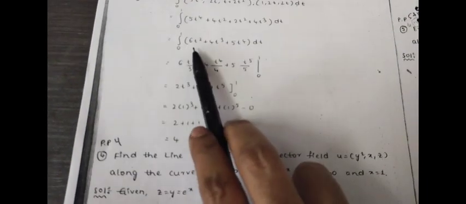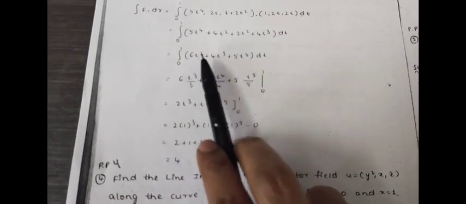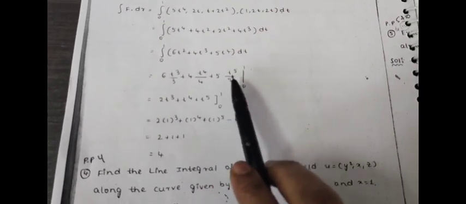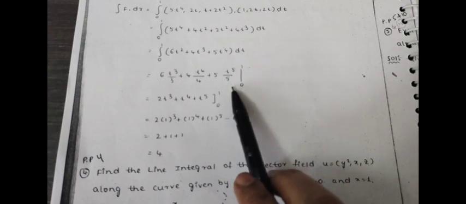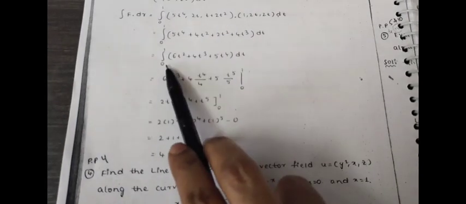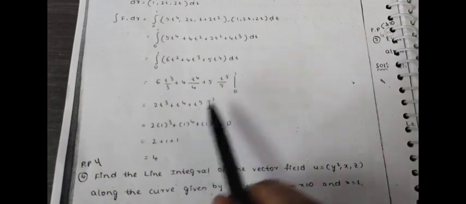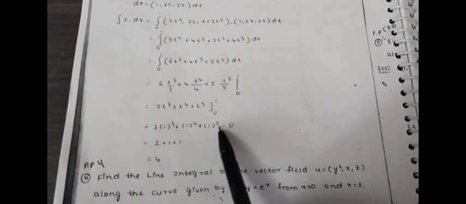Again take the integration. What is the integration of t square? t cube by 3. The integration of t cube is t power 4 by 4. Again, the integration of t power 4 is t power 5 by 5. And take the constant as it is, whose limits are 0 to 1, and substitute upper limit minus lower limit. What is the upper limit? 1 minus the lower limit, then you can get the line integral value.